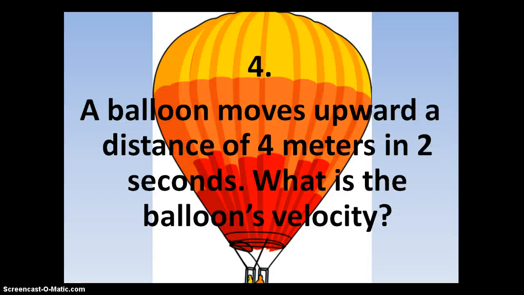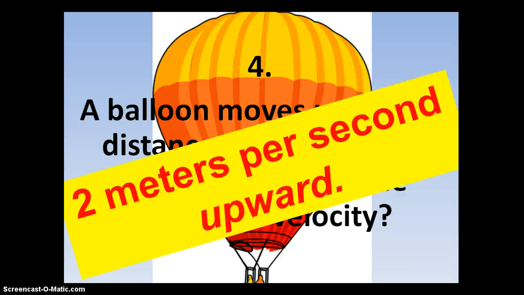Number 4. A balloon moves upward a distance of 4 meters in 2 seconds. What is the balloon's velocity? Here's a hint. Solve for speed and add direction for your answer. Go ahead and pause and write your answer down. The answer should be 2 meters per second upwards, because what you had to do was take distance divided by time, 4 meters divided by 2 seconds. That should give you 2 meters per second. And then you include upward as a direction. So you have speed and direction.